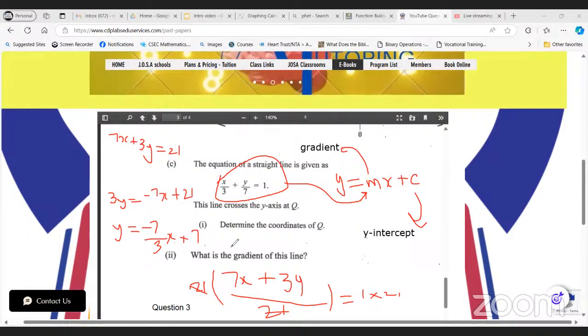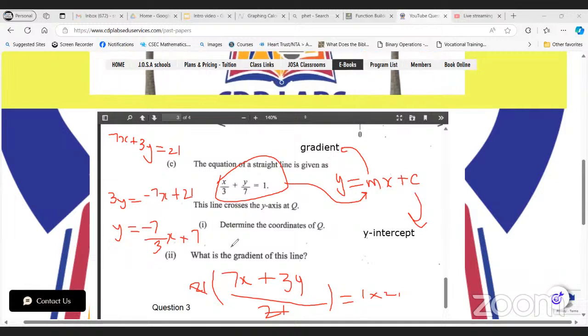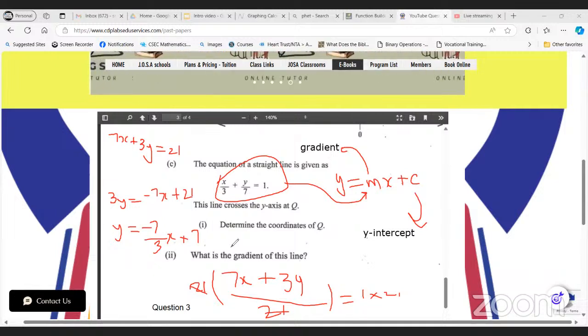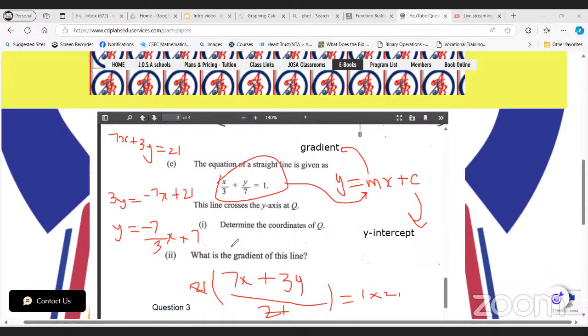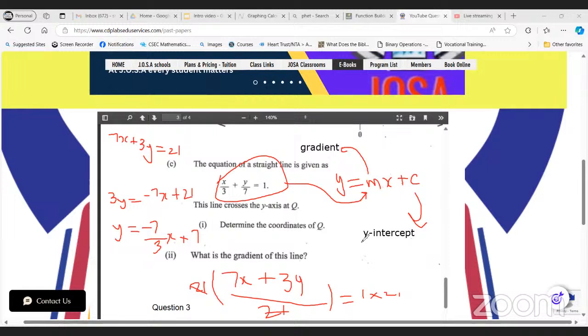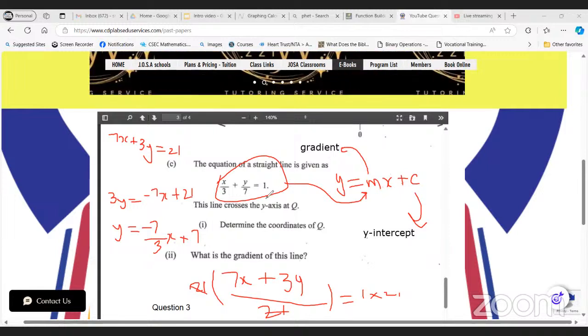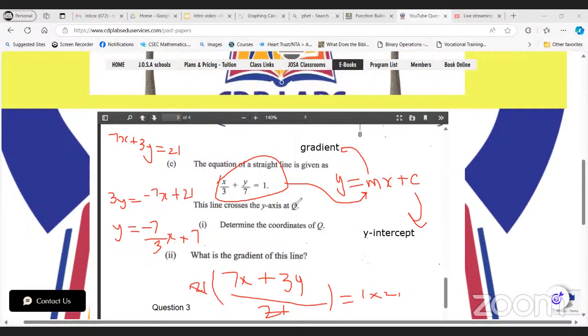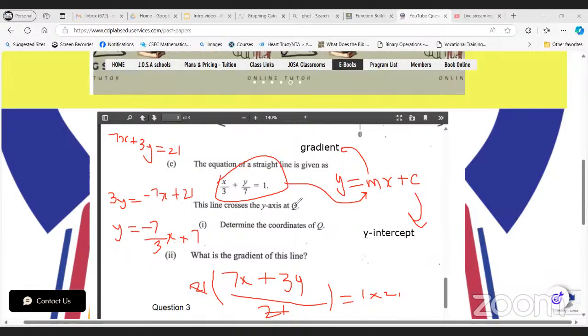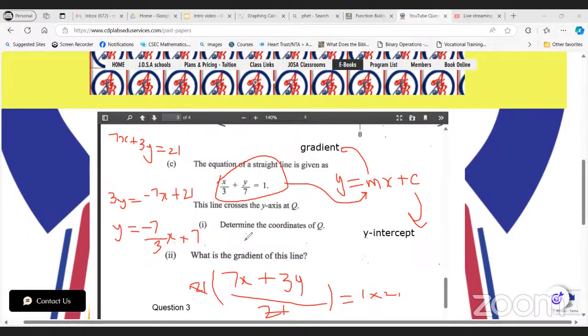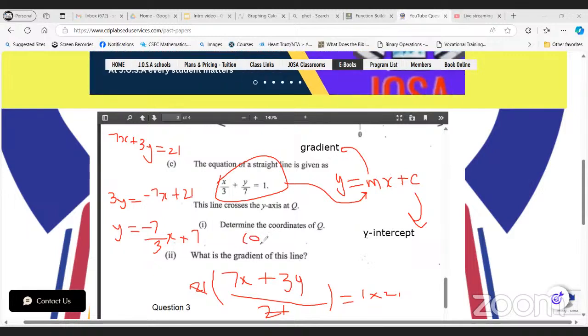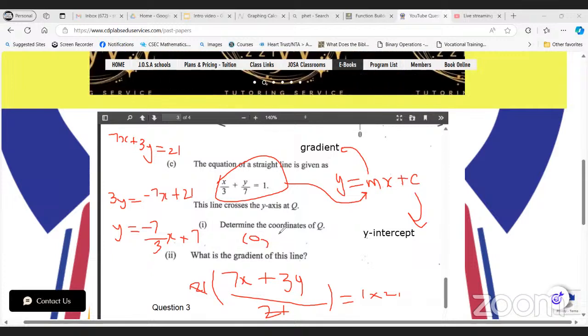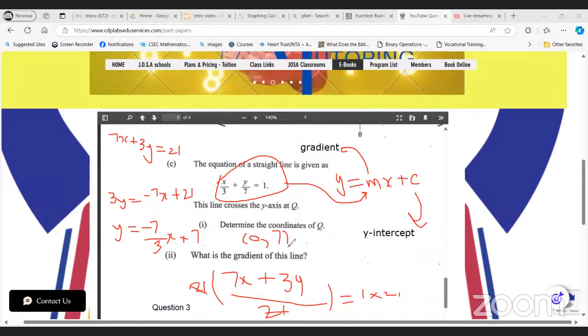Now, they're asking us to determine where this line crosses the y-axis at Q. They're suggesting that it wants to know the y-intercept, because the y-intercept is where the line crosses the y-axis. So when x is 0, then the value of y is 7. That's the answer.